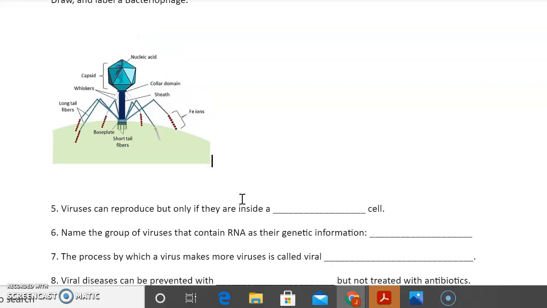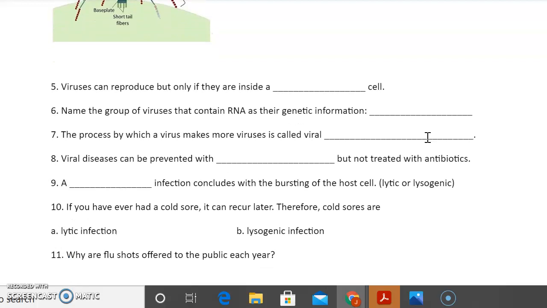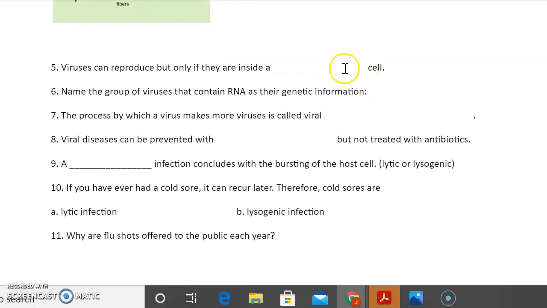So that's a bacteriophage. Viruses can reproduce, but only if they are inside a host cell. That's another way they are different from living things. They're not able to reproduce on their own. They have to be inside a host cell. They have to have a host.